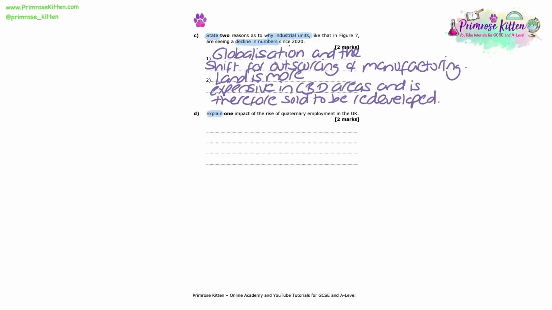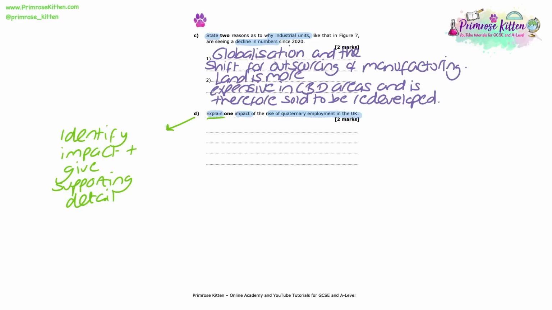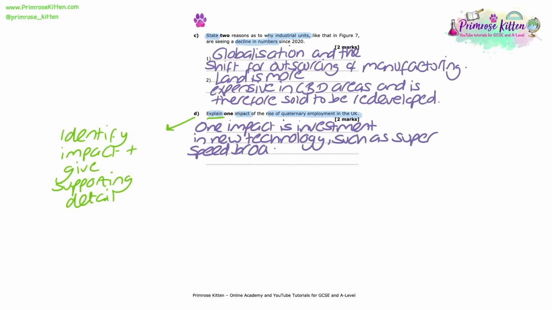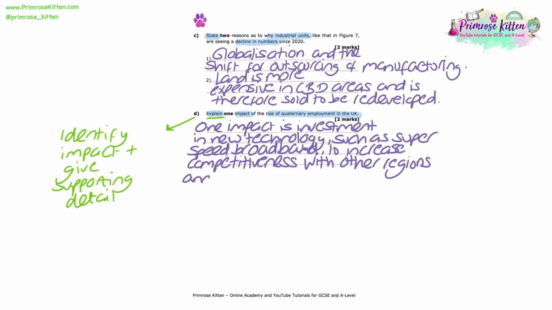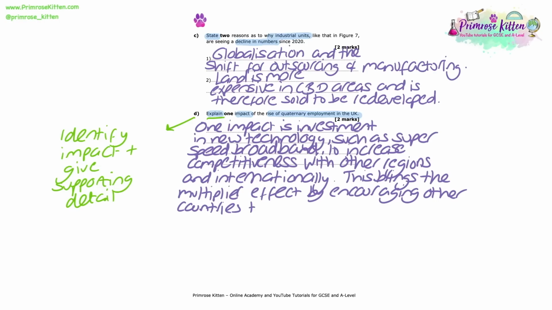Part D. Explain one impact of the rise of quaternary employment in the UK for 2 marks. For this question, you first of all need to identify the impact and then provide supporting detail. A possible response might be that one impact is investment in new technology. The supporting detail for this would be such as super speed broadband to increase competitiveness with other regions and internationally. This brings the multiplier effect by encouraging other countries to establish a higher skilled workforce.